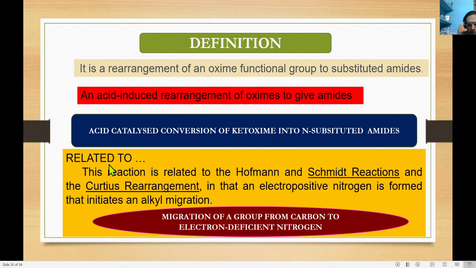And this Beckmann rearrangement reaction is related to other rearrangement reactions, that is the Hofmann rearrangement and Curtius rearrangement reactions. In those, an electron deficient nitrogen is formed that indicates a migration, of an alkyl group or any other group, whichever it may be. So in the Beckmann rearrangement, migration of a group from carbon to electron deficient nitrogen is given here.